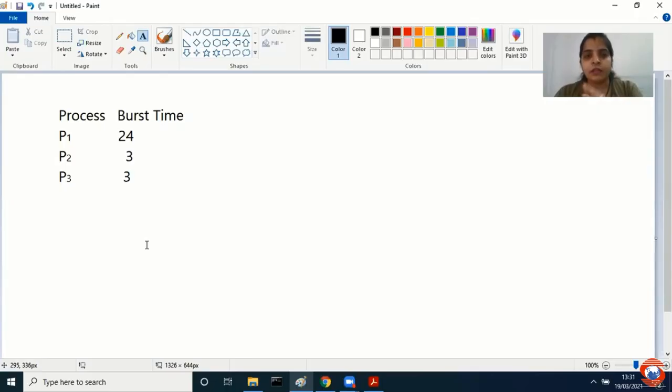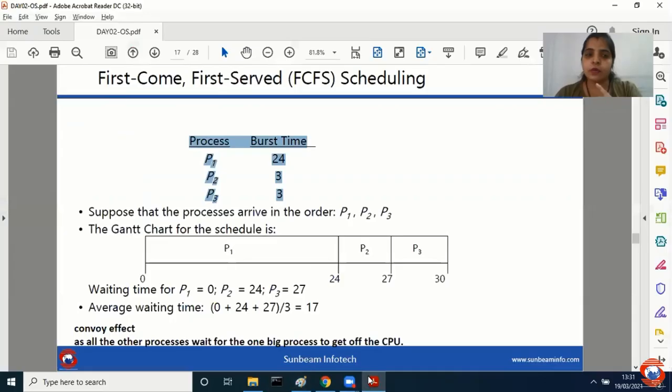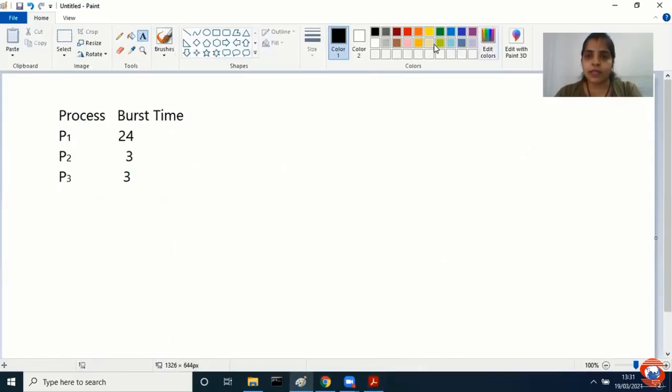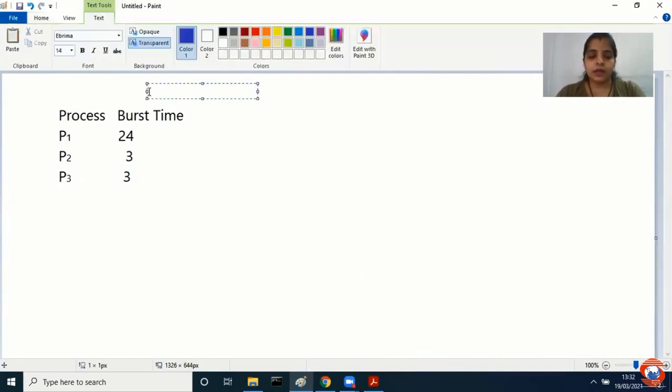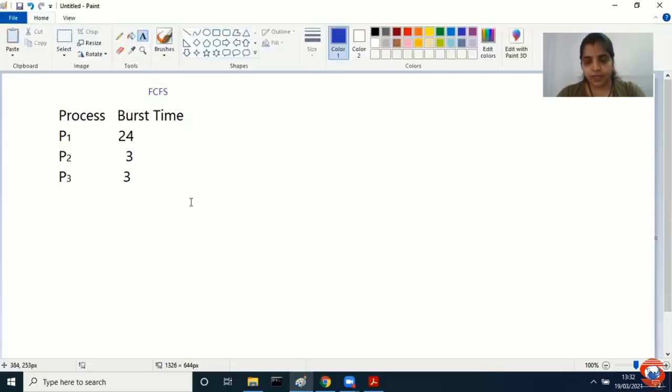Right? Now, whenever you have a number of process scheduling algorithms, the first algorithm is first come, first serve, which is called FCFS scheduling. And whenever you have process scheduling algorithms, you will be given a process name and the burst time. What is burst time? It is basically the CPU execution time. Suppose process P1 takes 24 milliseconds for its execution, process P2 takes 3 milliseconds for its execution, and process P3 takes 3 milliseconds for its execution.